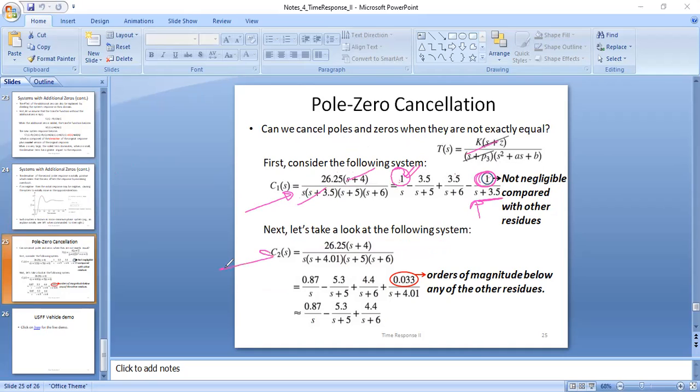But in this example, here you have taken s plus 4 and here you have s plus 4.01. Now when you got these values k1, k2 and k3, k4, you see that this value is 0.033 and the other values are very high: 5.3, 4.4, 0.87, and here you have 0.083. So these numbers are big, but this number is small, right? When this kind of thing happens, then you can cancel the pole and zero.